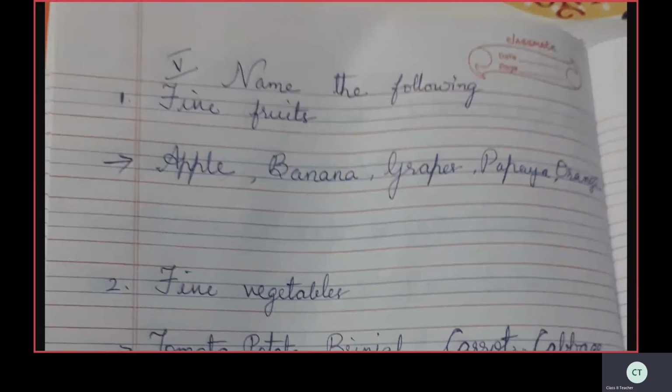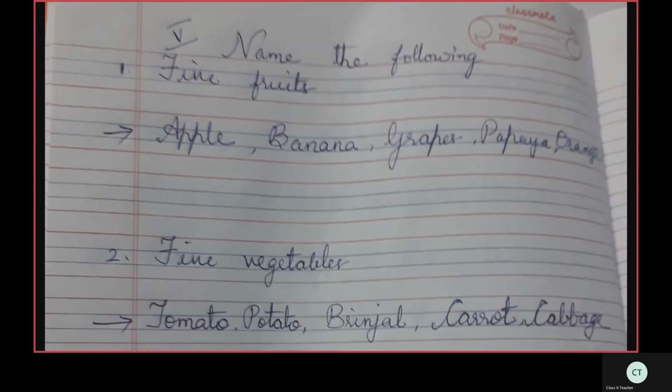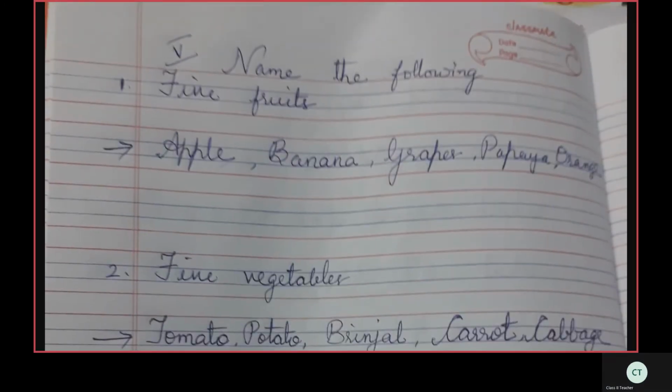So, my dear children, in the previous class we finished 4 bits from Unit 8 in classwork. So today we see the 5th bit onwards. Okay, children, hope you have written the classwork.